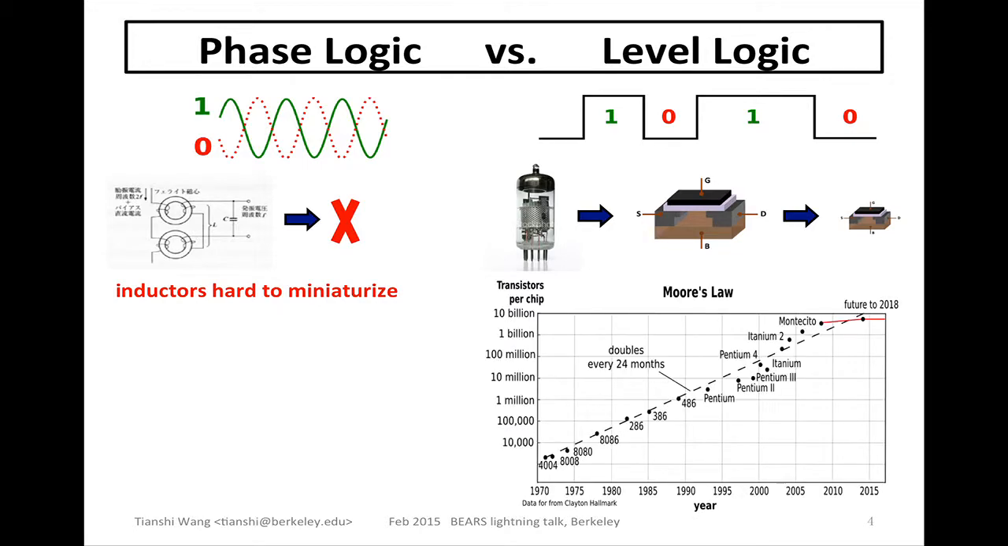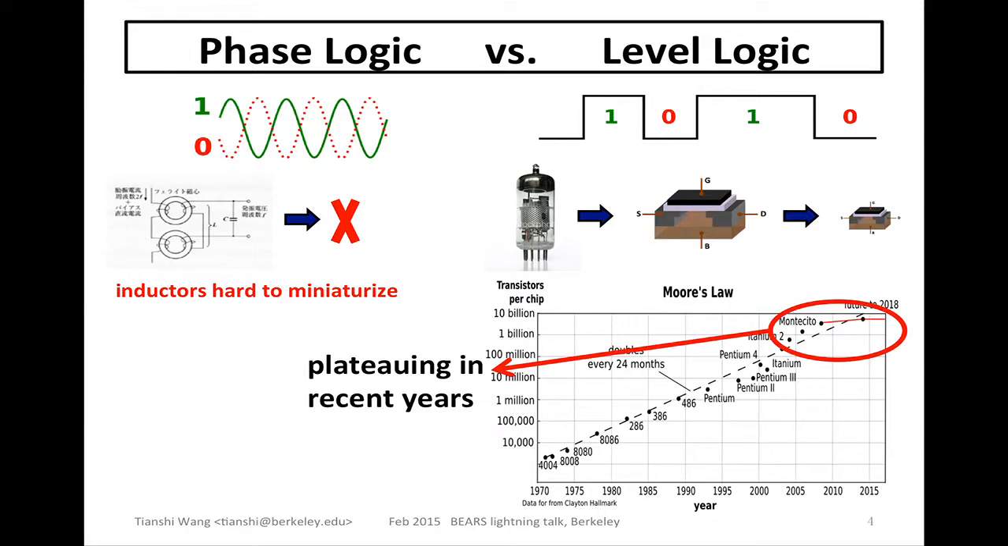While on the level logic side, with the scaling of transistors characterized by Moore's law, level logic has been dominating logic computation for many decades. So the story of computing with phase logic seems to have ended. However, Moore's law is not doing so well in recent years, and it has encountered many obstacles in noise and interferences and in power dissipation. So alternatives to this conventional computing scheme have to be explored.